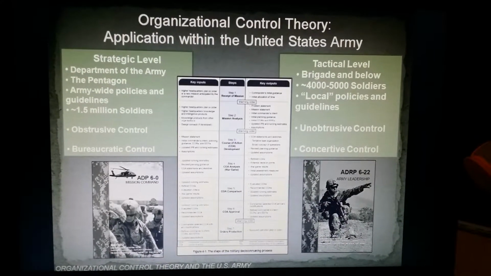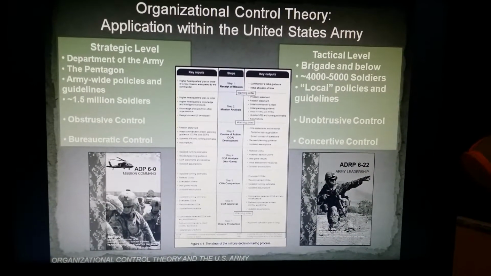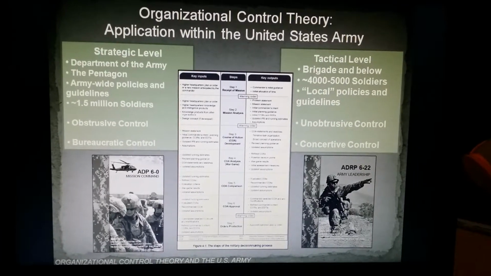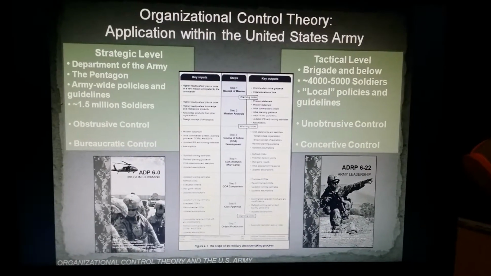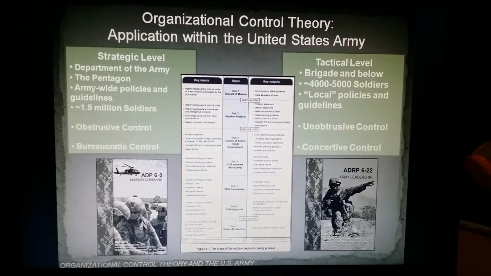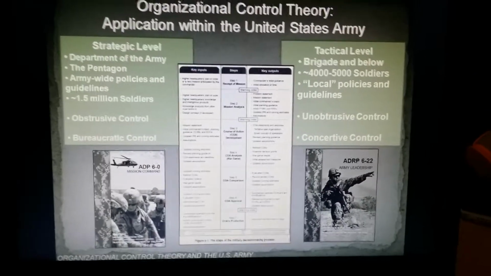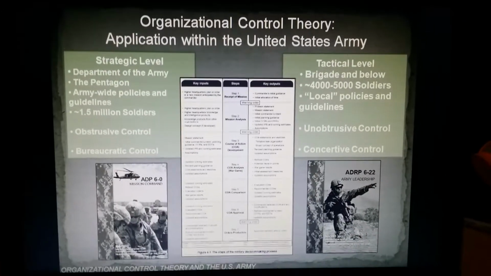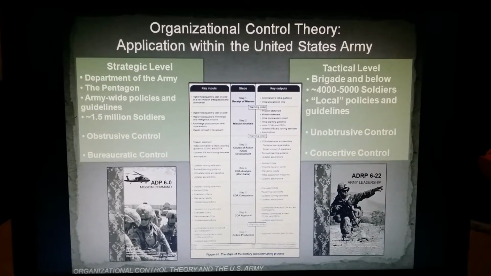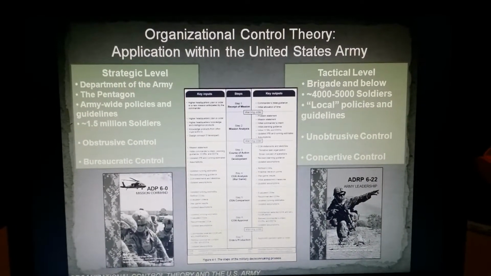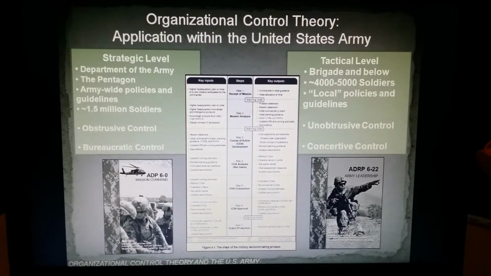And what has been proven time and time again in the Army is that an unobtrusive control system and a concerted control approach are more effective. Essentially what that allows the organization to do is to have the members feel like they are part of the management process. And by allowing the members and the subordinates within the organization to feel this type of control, this strategy provides an environment where subordinates can express ideas and they can contribute to that system that is controlling them.